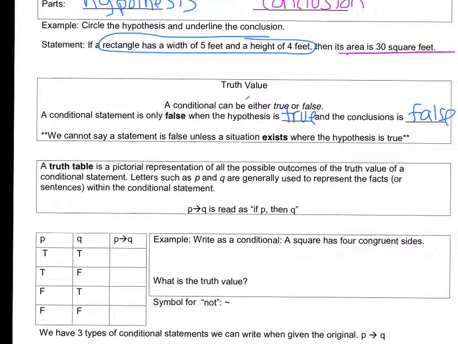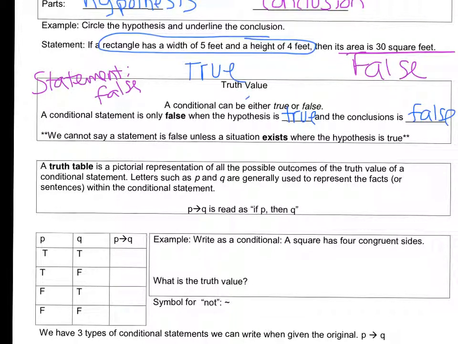So if you look back to the example that we were looking at, a rectangle has a width of 5 feet and a height of 4 feet. That can be true, there's nothing wrong with that. But would its area be 30 square feet? Remember, area of a rectangle, length times width. No, that is false. So then the entire statement is false. So it's only when your hypothesis is true and your conclusion is false.